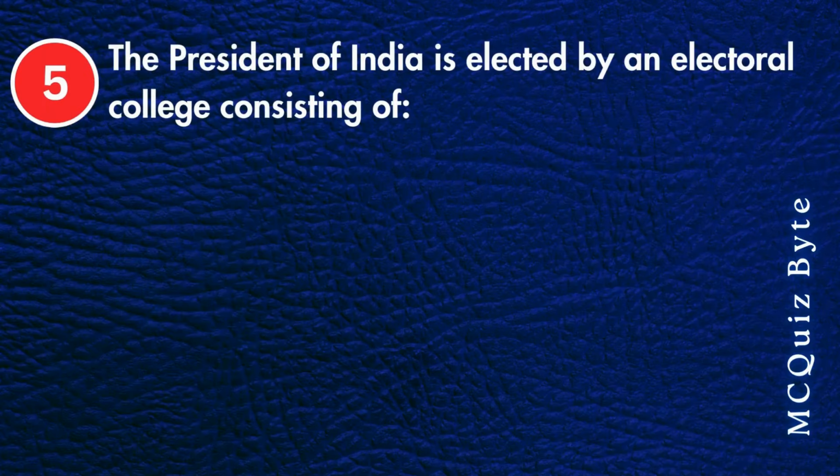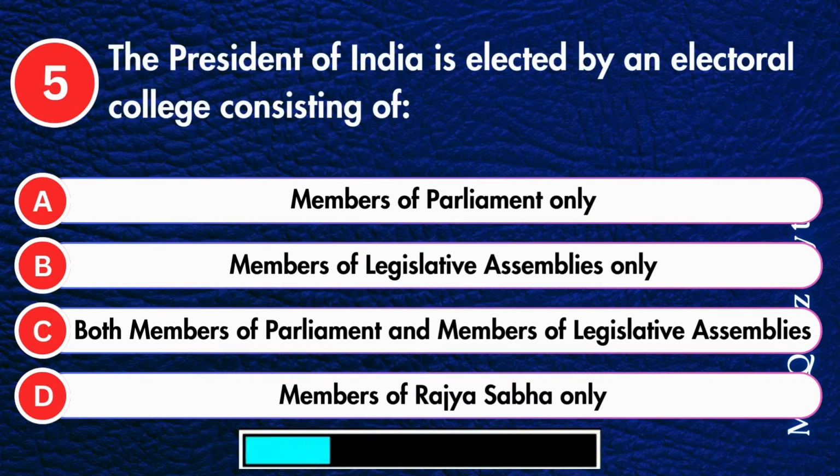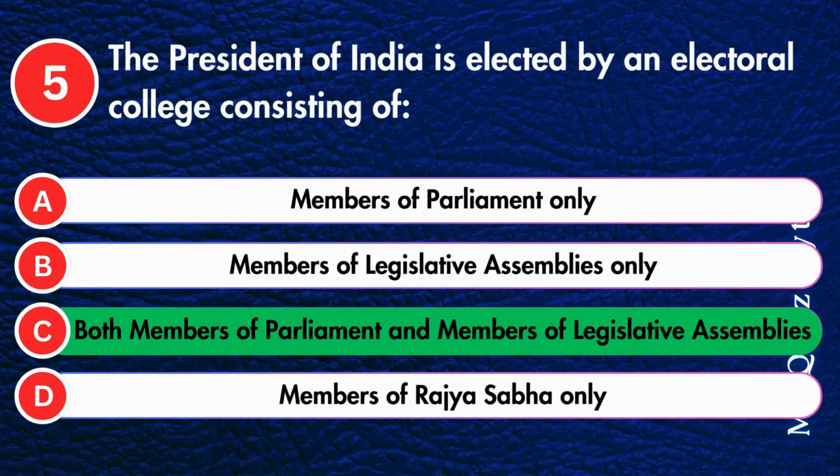The President of India is elected by an electoral college consisting of members of Parliament only, members of legislative assemblies only, both members of Parliament and members of legislative assemblies, or members of Rajya Sabha only. Correct answer is both members of Parliament and members of legislative assemblies.